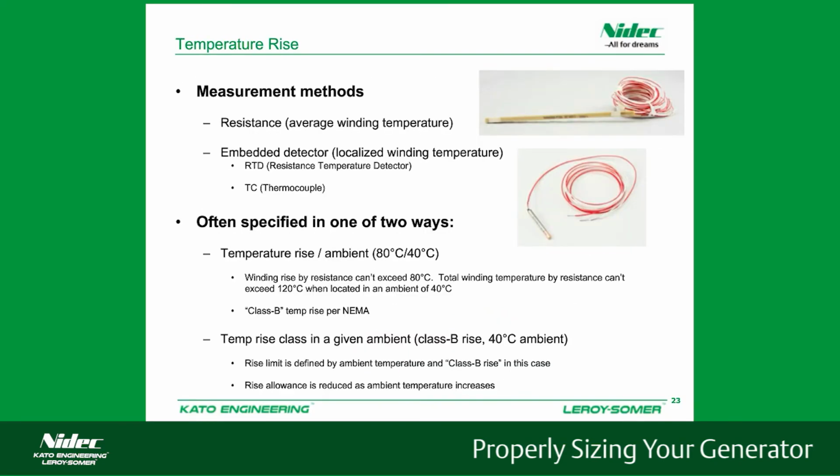Our temperature rise is measured with either resistance of the windings or embedded detectors known as RTDs or sometimes thermocouples. This is often specified in 2 different ways, either as a temperature rise over an ambient, so for example an 80-degree rise over a 40-degree ambient, where the total temperature can exceed 120, Class B per NEMA, or it will be given as that class rise per a given ambient, so it will be specified as a Class B rise in a 40-degree ambient.